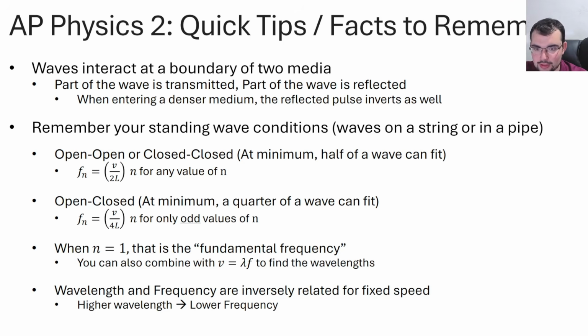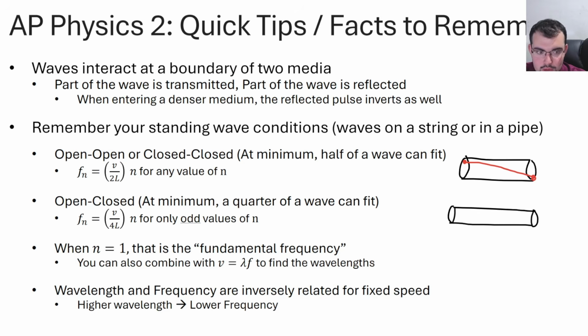And if it's open, open, or closed, closed, you have a situation like this, where you're allowed basically to have maximum wiggling or minimum wiggling at both of these points. So if you try to connect that, that's like peak to trough. So that's exactly a half wave. But if you do open closed, one of your sides is fixed, so there's no wiggling, and the other side is open, so there's maximum wiggling. So you go from 0 to peak, and that's a quarter cycle.